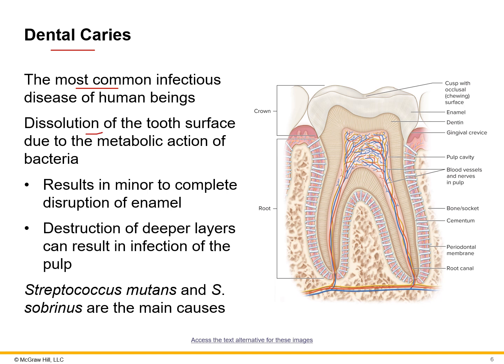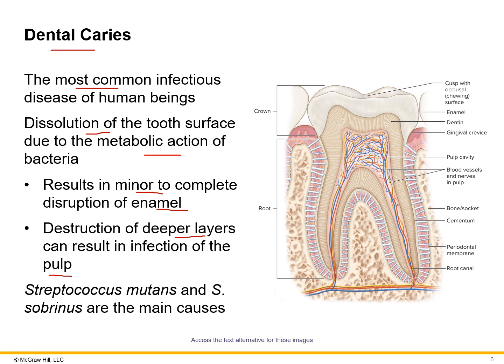It causes the breakdown or dissolution of that surface due to metabolic actions. More specifically, as bacteria are going through respiration and getting their energy, they release lots of acids, and those acids break down the enamel. So it results in minor or complete breakdown of the enamel, and then can even destroy deeper layers and result in infections of what's called the pulp.